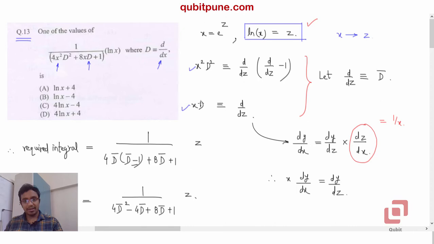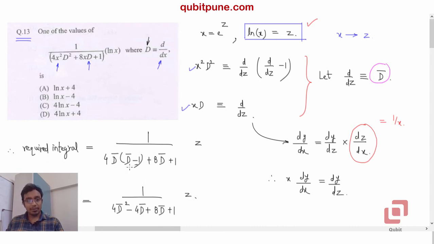And that is what I was talking about. x into D is equivalent to d by dz, and because we have already used the capital D here to denote d by dx, I am going to choose the symbol D bar to represent d by dz. Therefore the required integral is now 1 upon 4 multiplied by D bar into (D bar minus 1) plus 8 D bar plus 1.